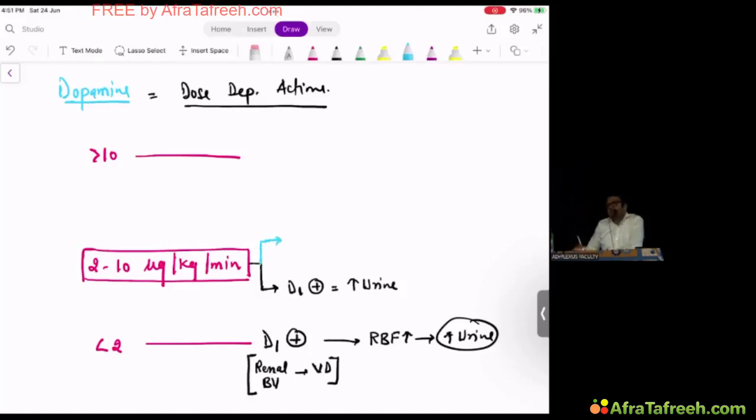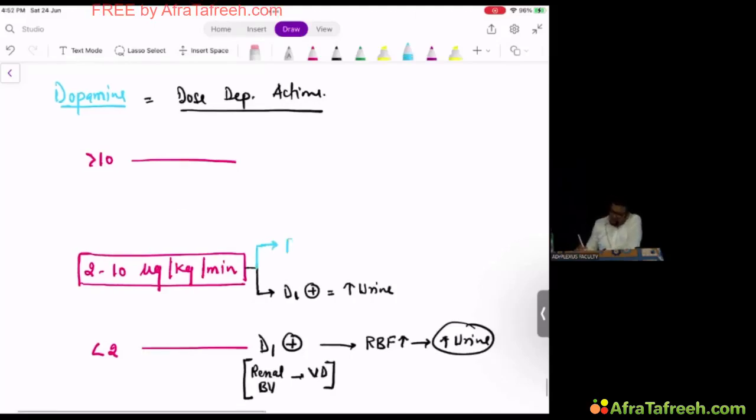When you increase the dose above 2, it starts also acting on beta 1 receptor. Now beta 1 action is added, dose dependent action. Beta 1 is present where? Heart, and beta 1 is heart stimulatory. So that will increase what? Cardiac output. So now you look at this drug, actions of this drug.